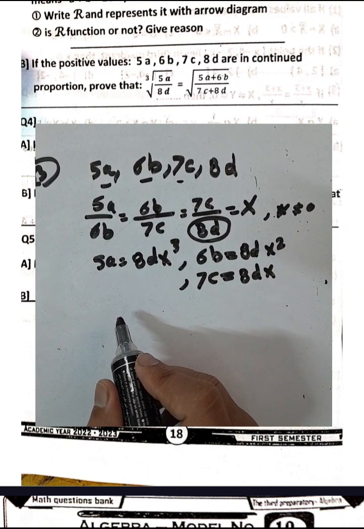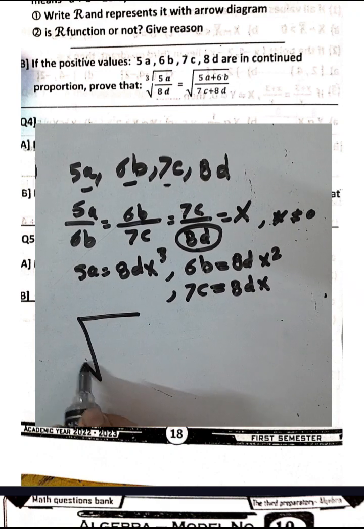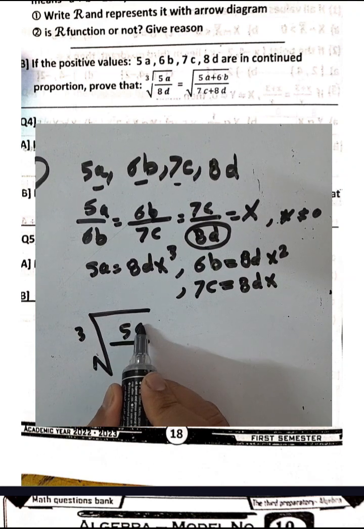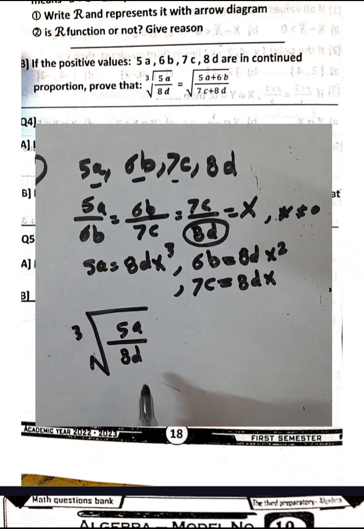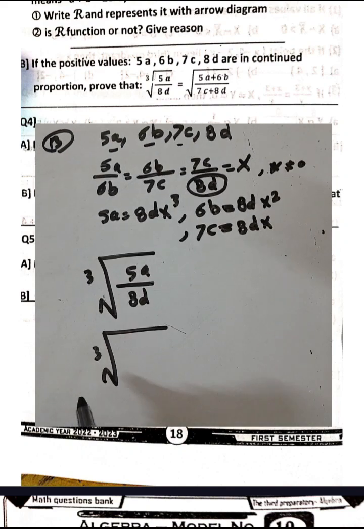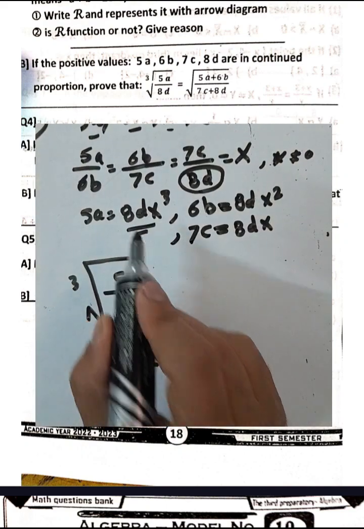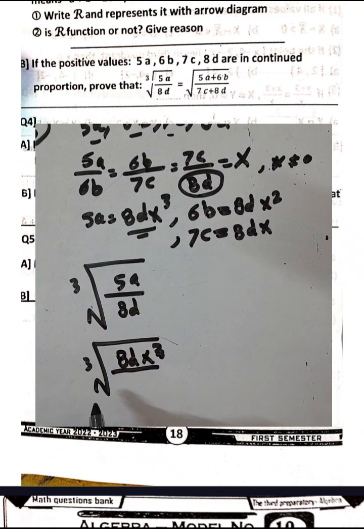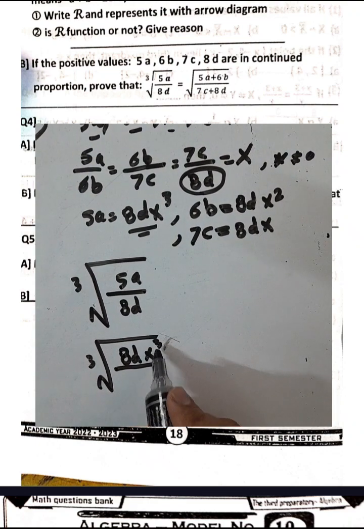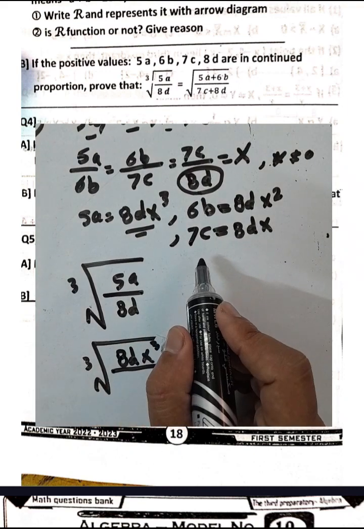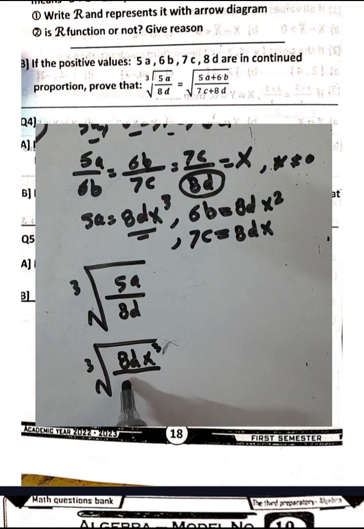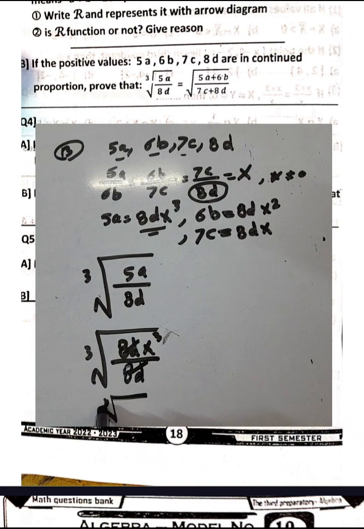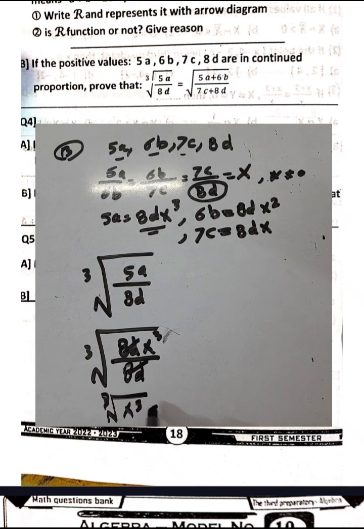Okay, here you want to find the cubic root of 5a over 8d. We can complete here. 5a was 8d x power 3, with 8d in the denominator. You can cancel 8d by 8d, then the result will be the cubic root of x power 3. The result will be x.